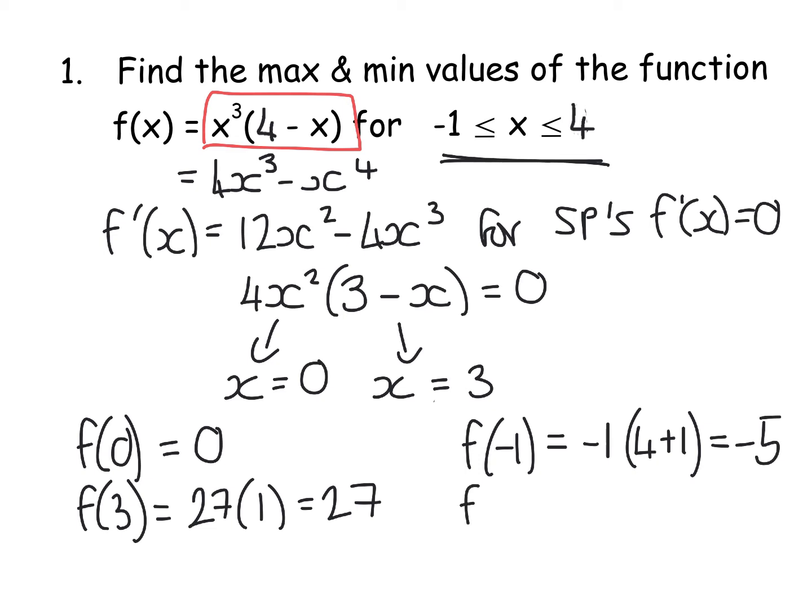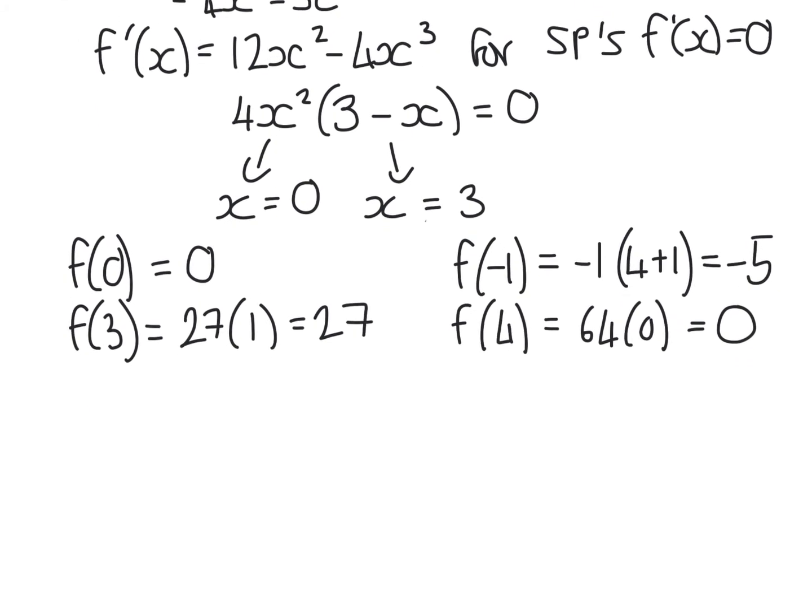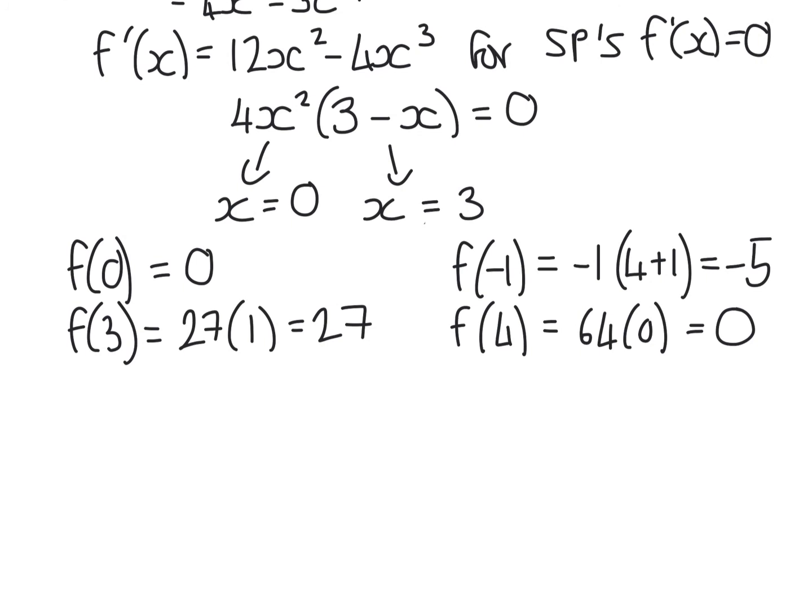And then if I plug in my other endpoint, the number 4, well, 4 cubed is 64. 4 take away 4 is just 0. So this comes out with 0 again. So what we have to do now is look at this and say, right, what's the biggest number we've got? The biggest number we've got here is 27. So our maximum value is 27. The highest number the graph goes to for this little window that we've created is 27.